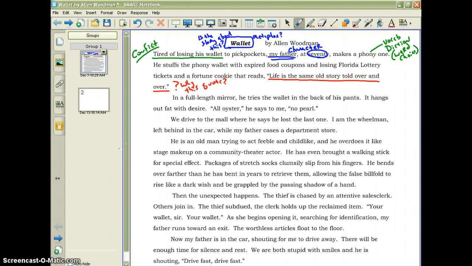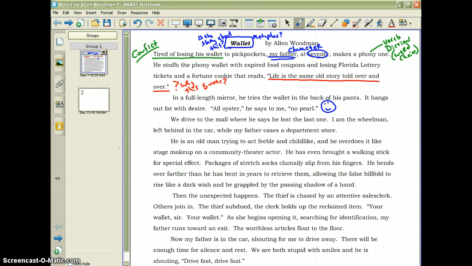Anyway, so second paragraph. In a full-length mirror, he tries the wallet in the back of his pants. It hangs out fat with desire. All oyster, he says to me, no pearl. Okay, so talk about emotion. This line makes me laugh. Yeah, I couldn't even make it through without laughing at that line. That's such a great line.